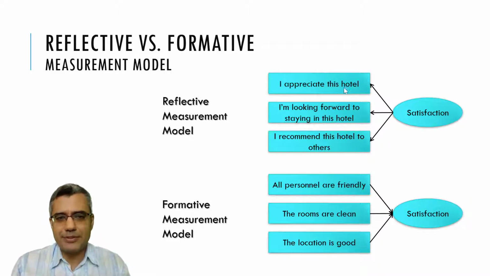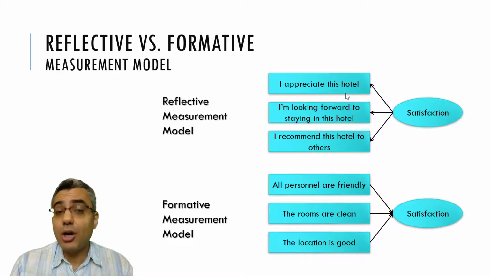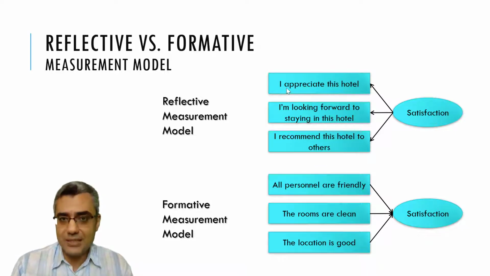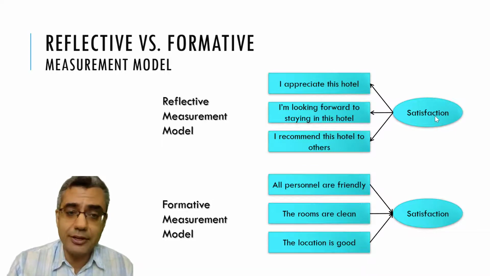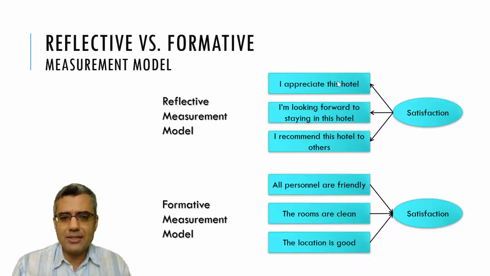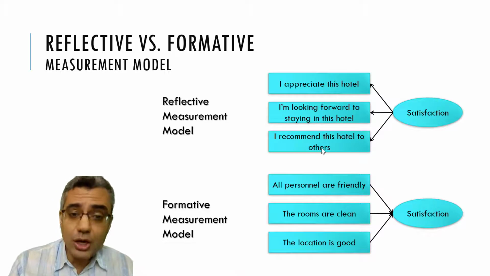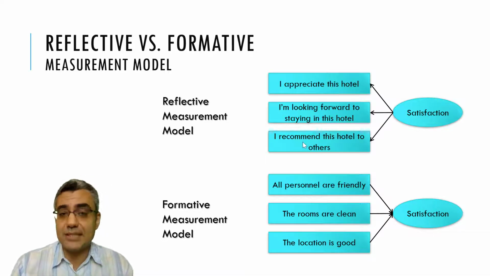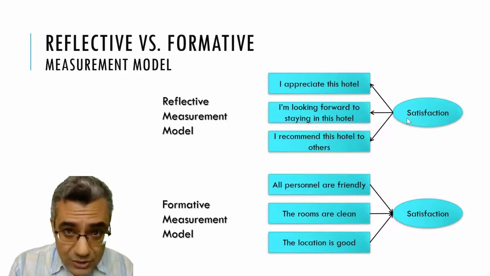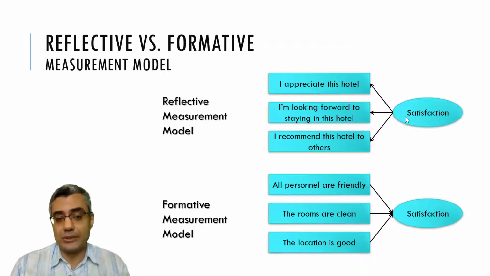To understand this better, we cannot say because you appreciate this hotel, you are satisfied with it. No, because you are satisfied, you appreciate this hotel. Or we cannot say because I will recommend this hotel to others, I'm satisfied with it. No, you are satisfied with this hotel, then you will recommend this hotel to others. So the arrows go from the construct to the items, which means satisfaction is explaining or predicting these three items, right?